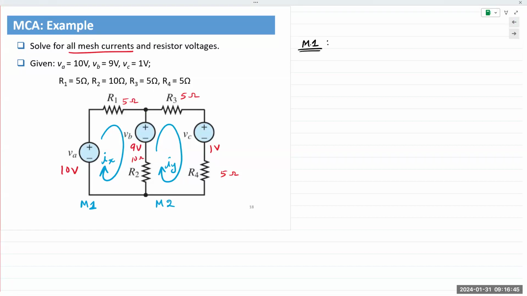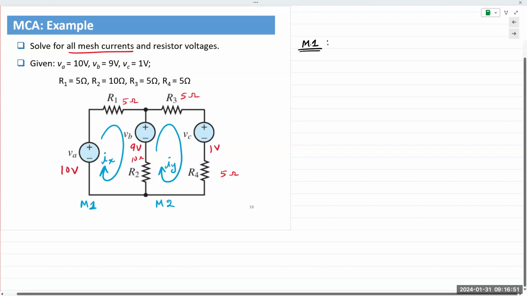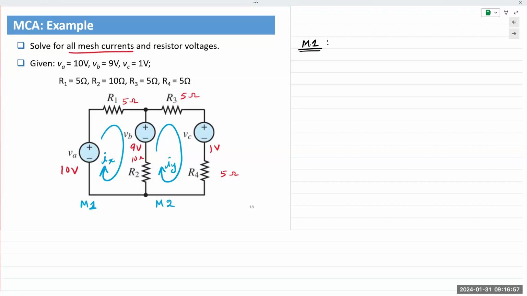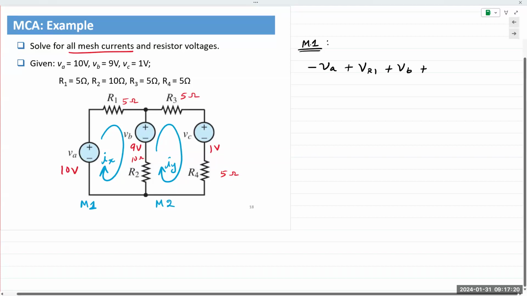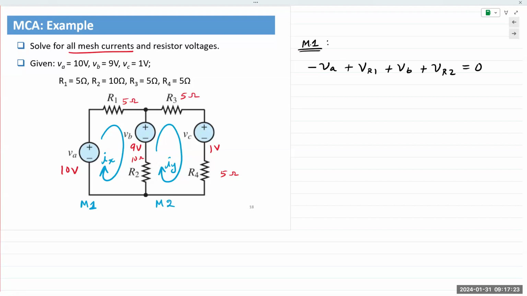In mesh 1, I have 4 voltages: VA, VR1, VB, and VR2. Okay, 2 resistors, and then the voltage sources. So I'm going to write, and again, my KVL direction is also clockwise. So I'm summing voltages in a clockwise direction. I will have minus VA plus VR1 plus VB plus VR2 equal to 0. Sum of the voltages should equal 0.